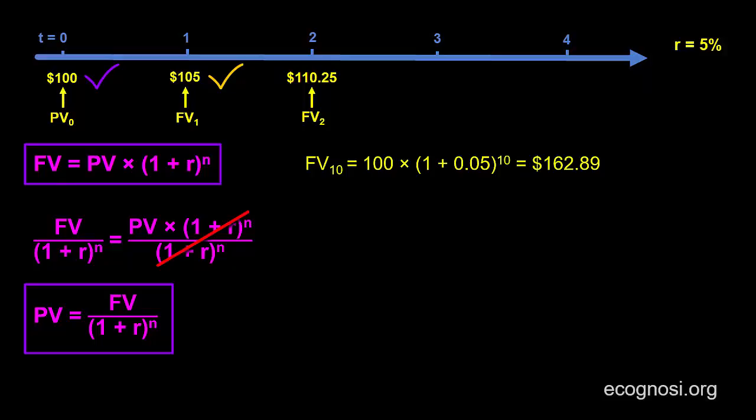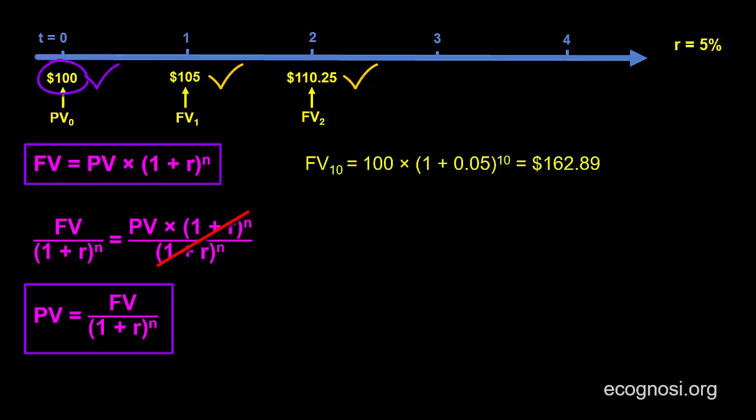And we saw in a previous video that $100 grows by the amount of the interest received to $105 in a year's time. Equivalently, what amount do I need to put in the bank today in order to end up with $110.25 in 2 years' time? The answer is again $100, the present value.